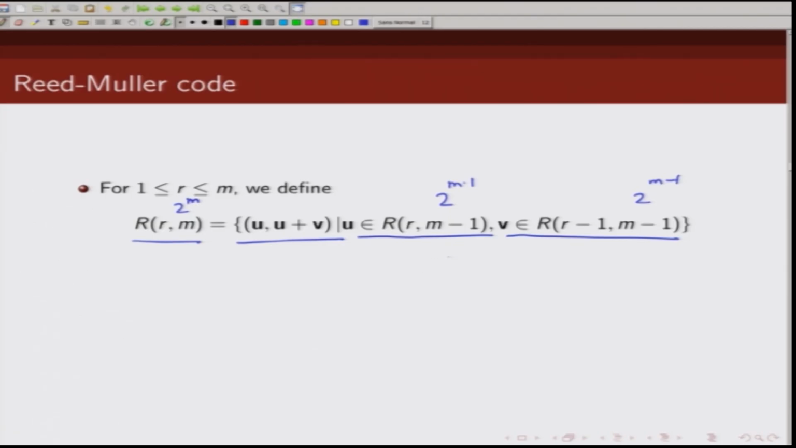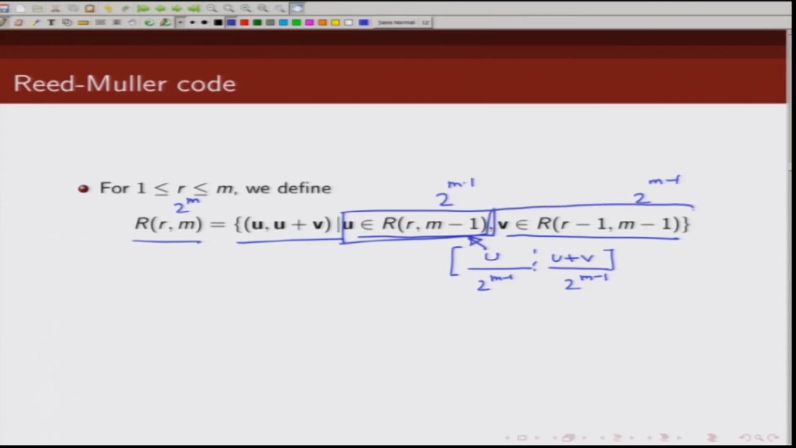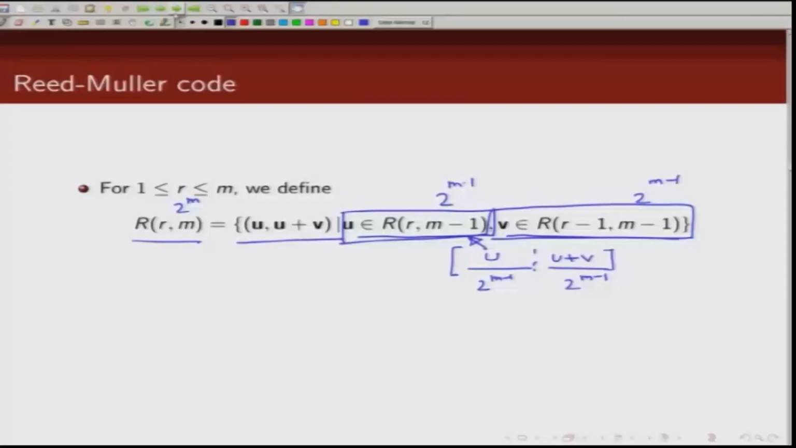So, if this is one code of length 2^(m-1) and this is another code of length 2^(m-1). This is your code U, which is of order r, and this is U plus V, where U is given by this and V is given by this. So, in other words, you can construct a Reed-Muller code recursively from a smaller order and smaller length code.